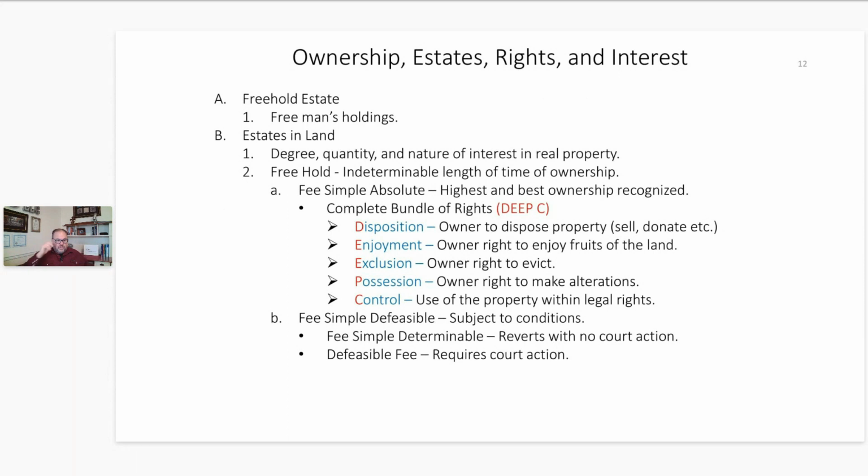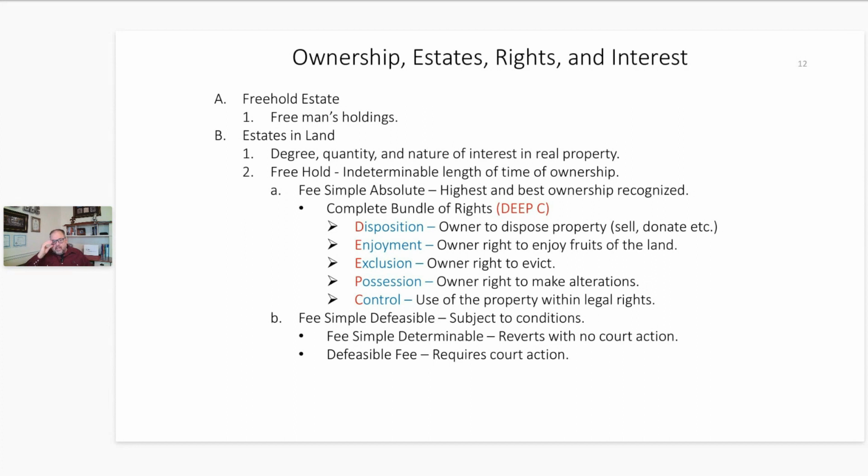Well, what is that interest, John? Well, I can own it, which is called fee simple, or freehold, that's ownership, or it can be leasehold, which is called rental. Those are the two different types of estate in land. Now, we're going to talk about freehold estate in this section. Freehold estate means a free man's holding. It's an old English term they used when you owned property. You actually had ownership rights to the property, and that's what they call the free man's holdings.